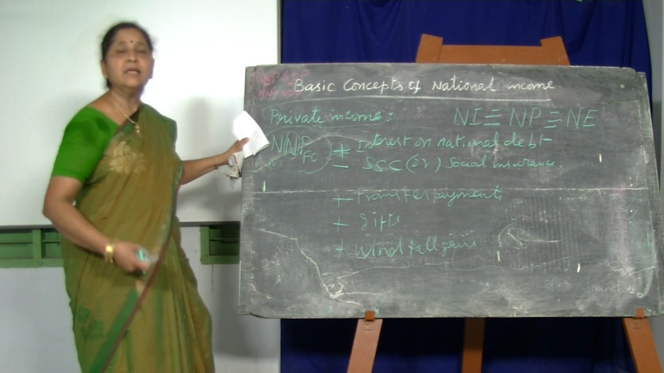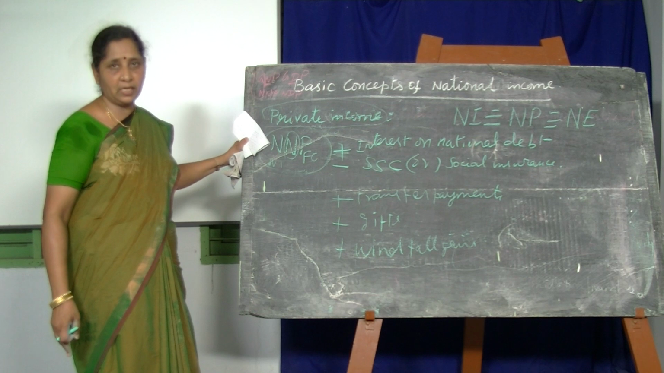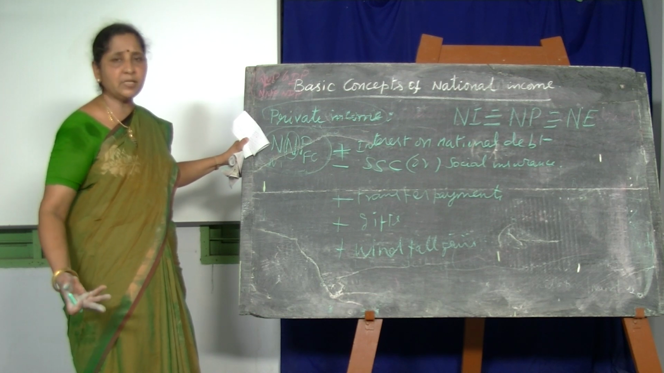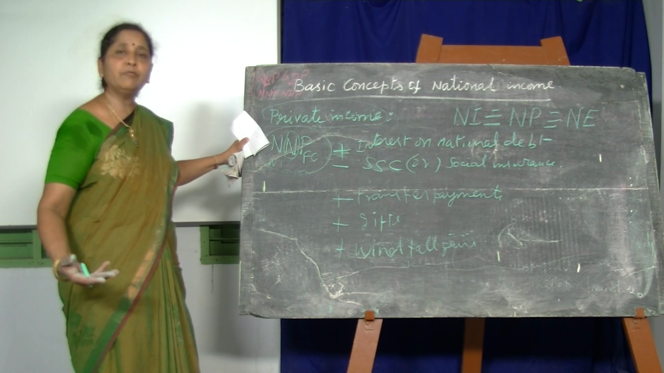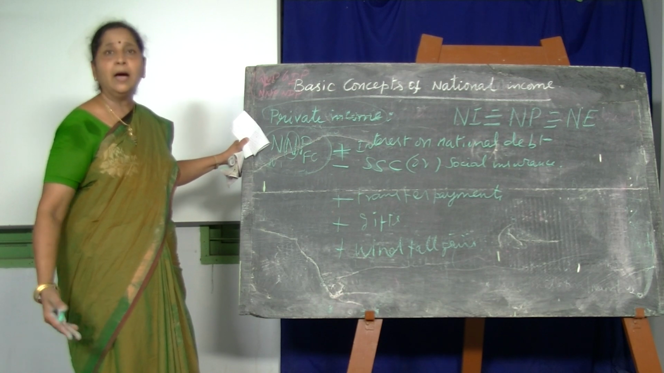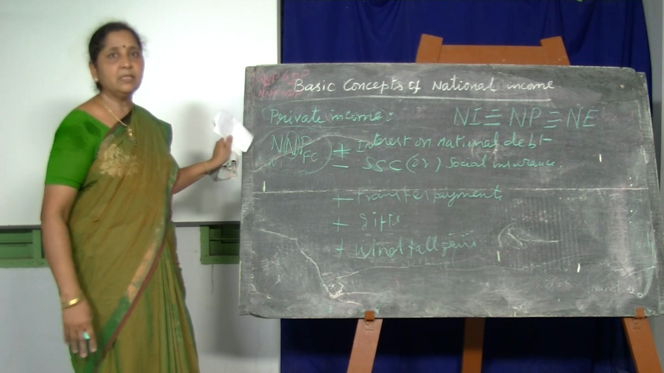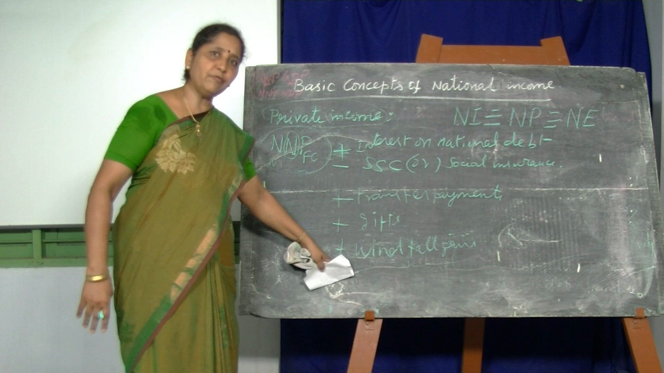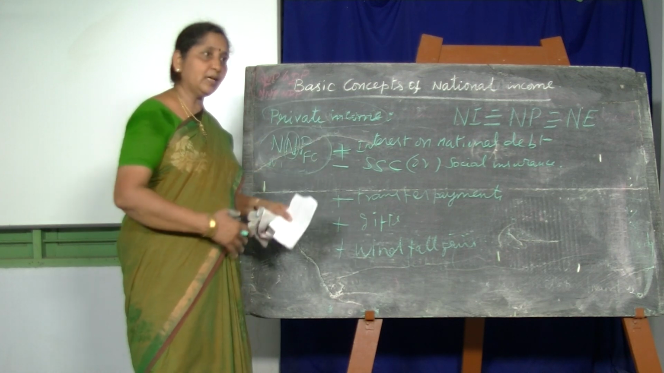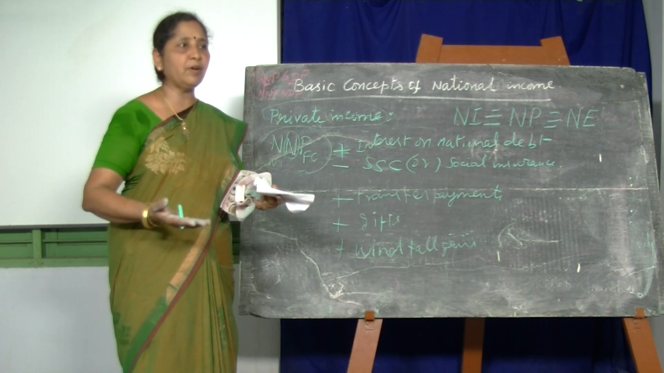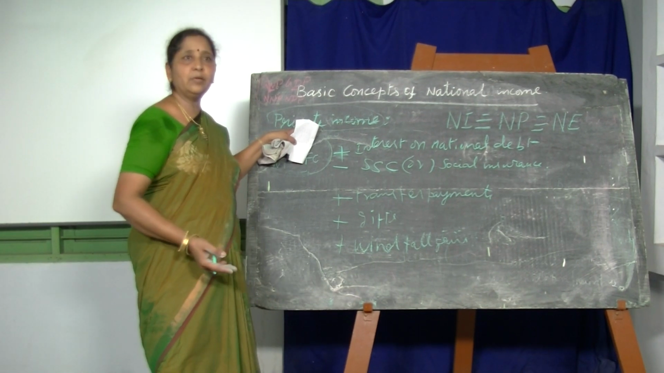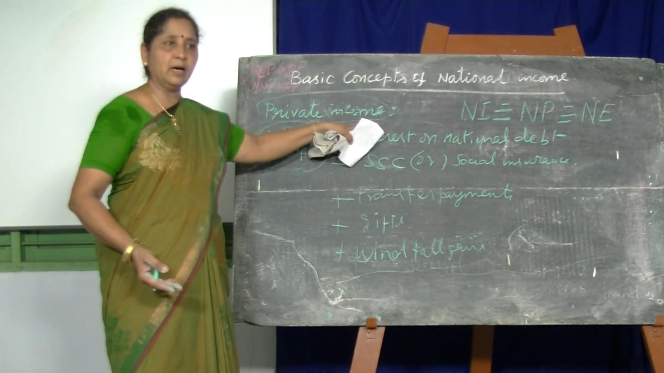And windfall gain: suppose some cash award is given, that is windfall gain. They themselves would not have expected it; out of fortune, out of their luck, they would have received it. This is called windfall gain, and out of which they spend. So the income received, and they spend from their income, that is included under private income. Is it clear?